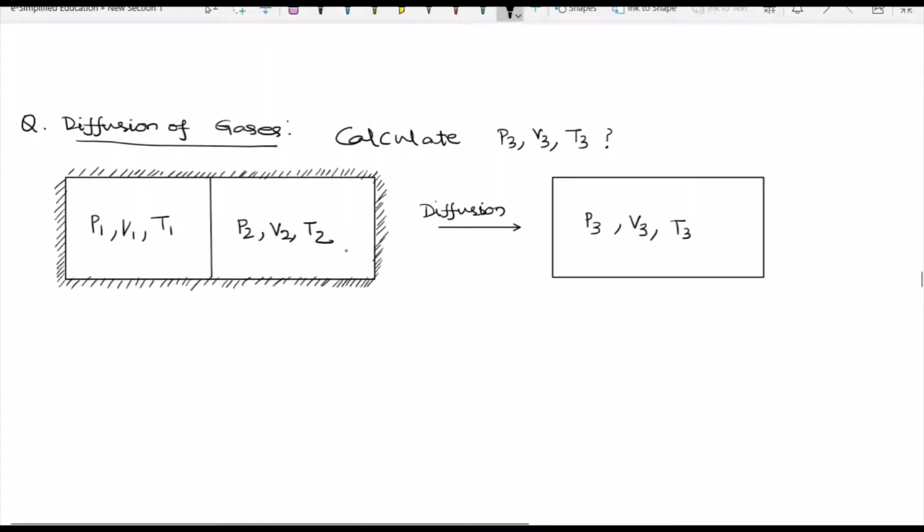Next, coming to an important portion, that is diffusion of gas. Suppose this is one chamber, this is another chamber. The pressure, volume, and temperature in the respective chambers are given. After mixing or after diffusion, when the partition between the two chambers is removed, can you calculate the final pressure, volume and temperature?